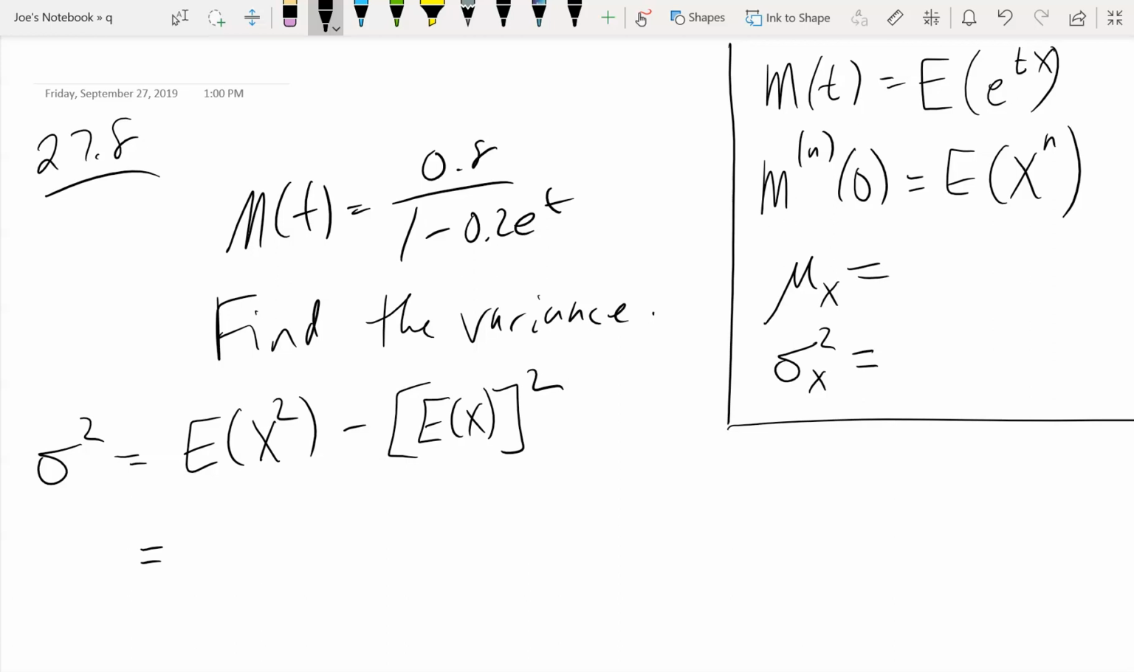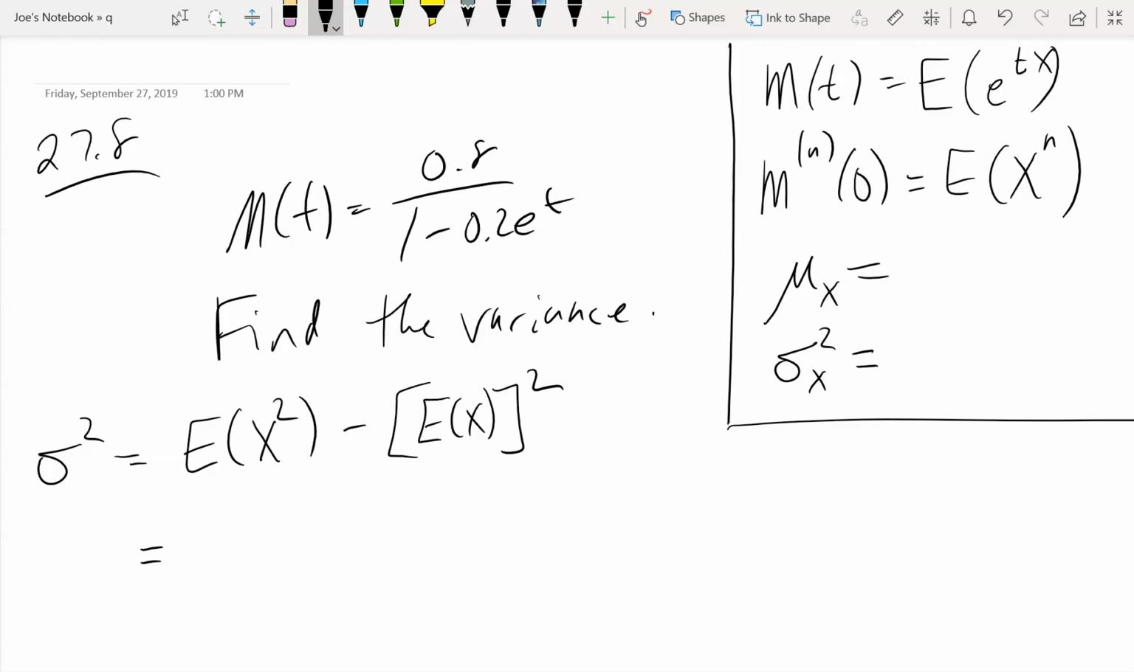The variance. All right, in terms of the moment generating function, what do we have to do? I wrote down our formula that we typically use for finding the variance, but in terms of the moment generating function, what do we have to do?